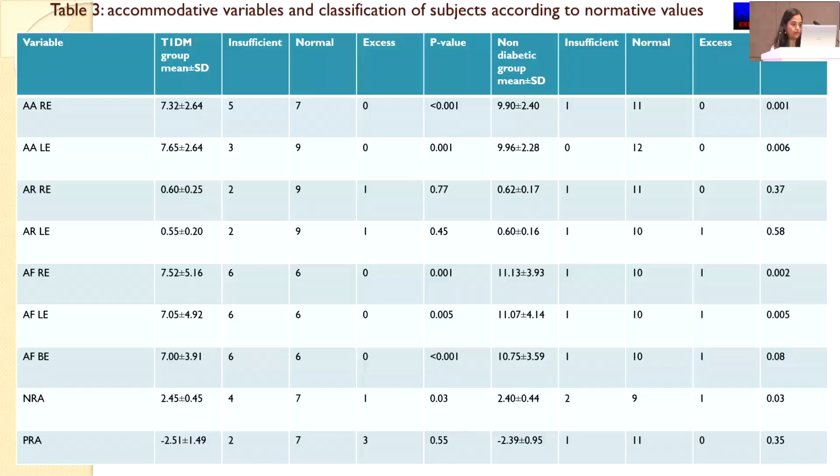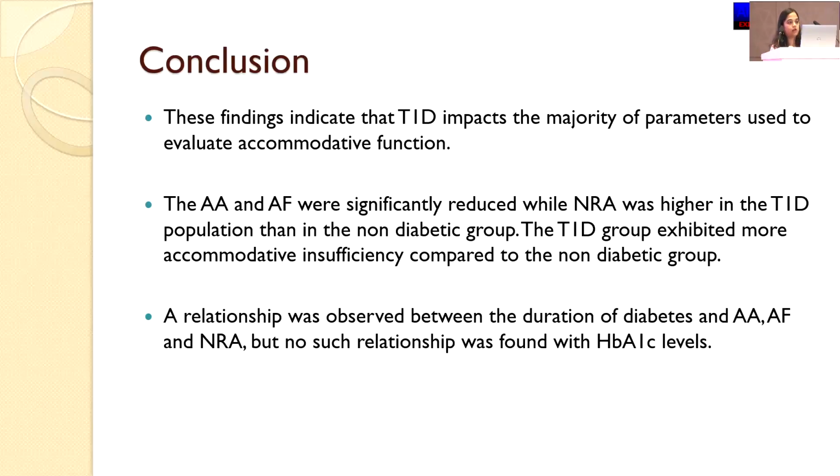NRA was 2.45 plus minus 0.45 in the diabetic group, and it was 2.40 plus minus 0.44 in the non-diabetic group. These findings indicate that type 1 diabetes mellitus impacts the majority of the parameters used to evaluate accommodative function. The amplitude of accommodation and accommodative facility were significantly reduced, while negative relative accommodation was higher in the type 1 diabetes population than in the non-diabetic group. The diabetic group exhibited more accommodative insufficiency compared to the non-diabetic group.